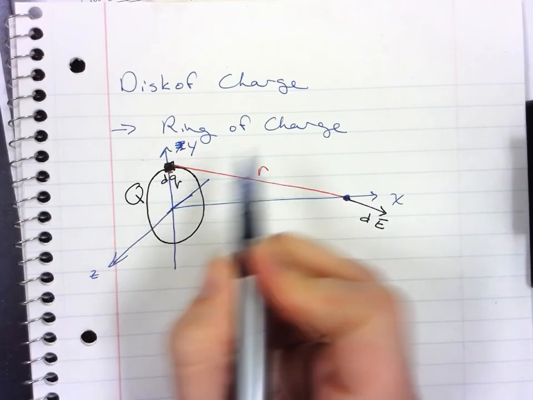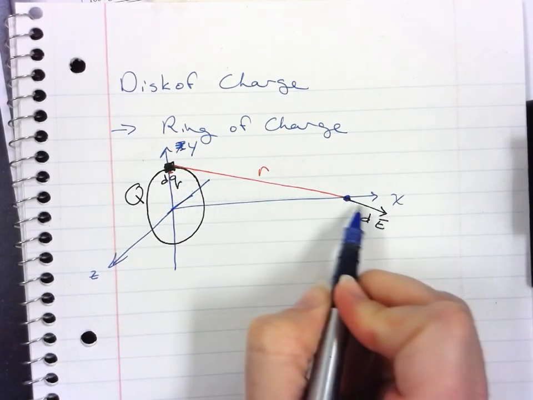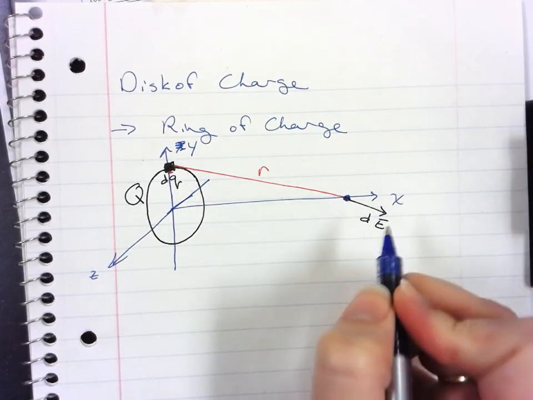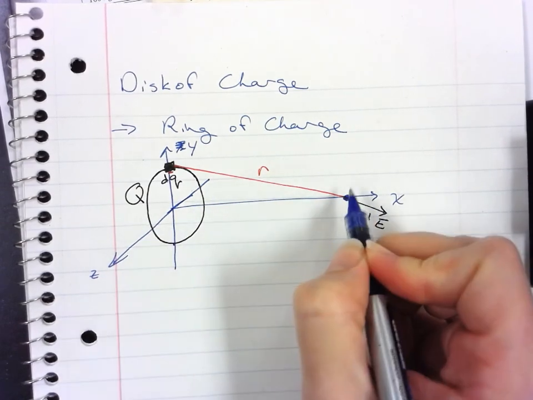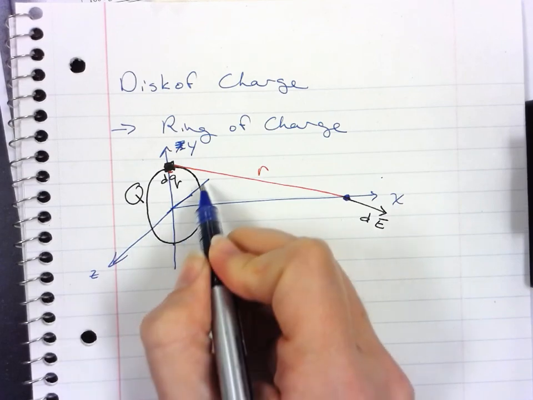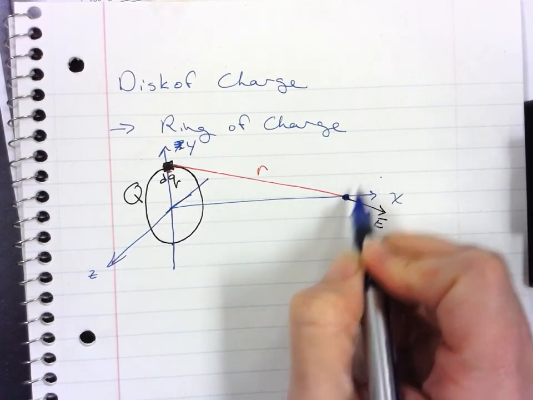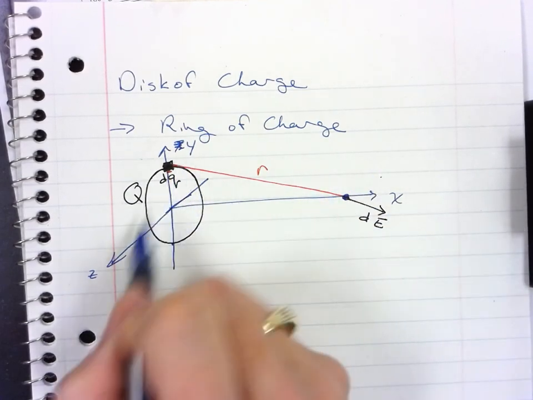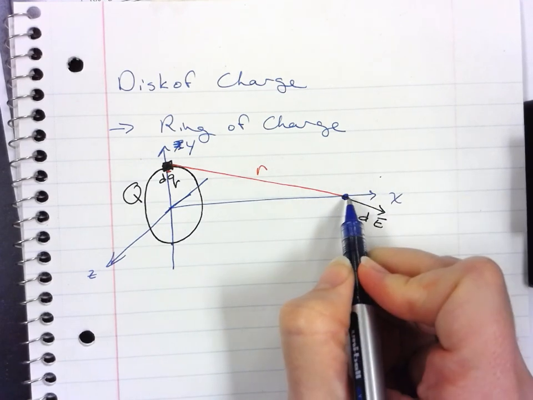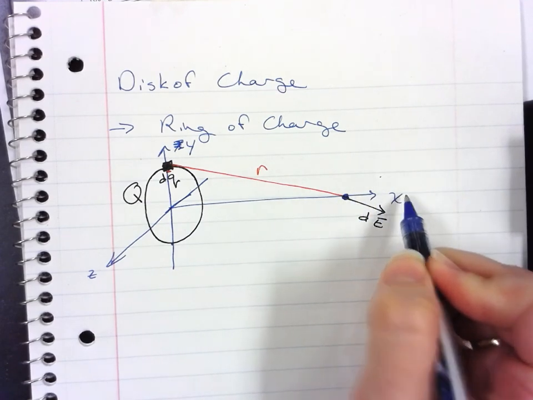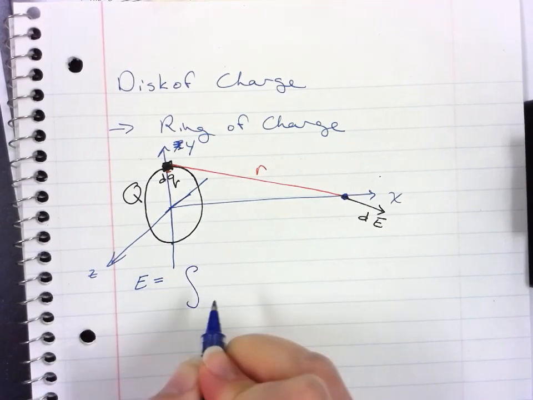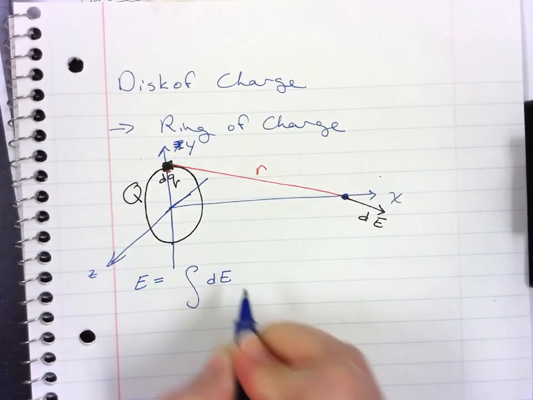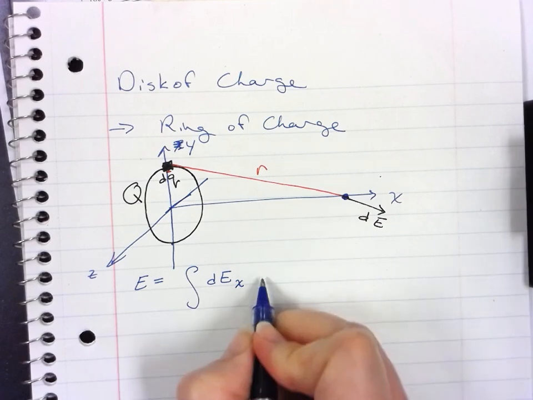One little piece of it makes an electric field, dE, directly opposite at this point over here. But of course, there's a piece here that makes one in the opposite direction. And on the z-axis, there's one here and one here. Everything in y and z cancels out, and the electric field is purely away from the center. It's in the x direction. So what we really need for the electric field is the integral of all the fields' x components.